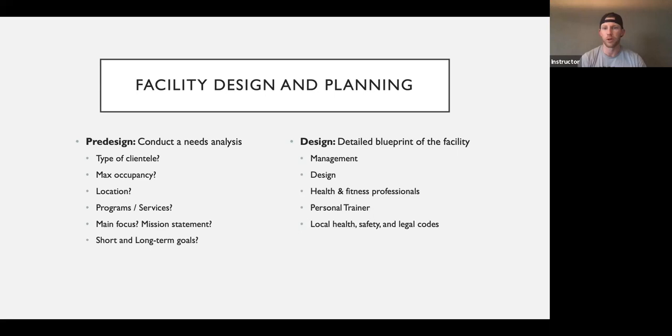And then there's the design. So again, the literal blueprint of the facility, right? Who's going to manage it, design it? Who are my health and fitness professionals, right? Like general manager, things like that, personal trainers. Looking at the health, safety, and legal codes. Again, in California right now, let's just use COVID as an example. That has a lot. You need to understand what the health and legal codes are versus somewhere else out of state, a private sector gym. Those types of things are all going to be a little bit different. So having that background as well, making sure you meet those standards.